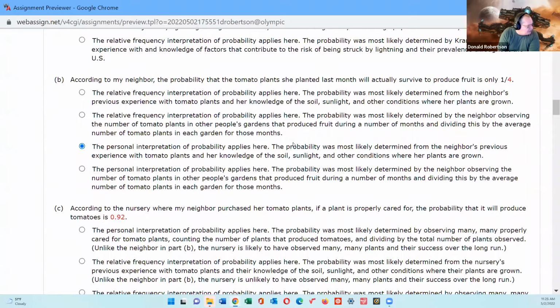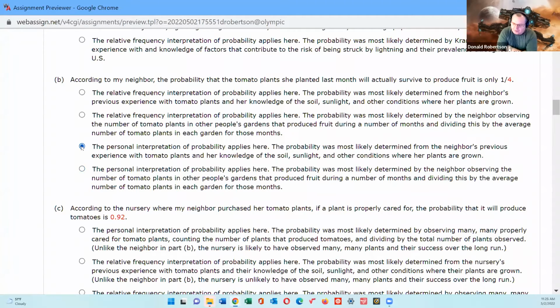Well, the probability was most likely determined from the neighbour's previous experience of planting tomatoes. Or, I like that one. Let's see what the other one is. Is by the neighbour observing the number of tomatoes planted in other people's gardens. I'm more likely to go for 3.